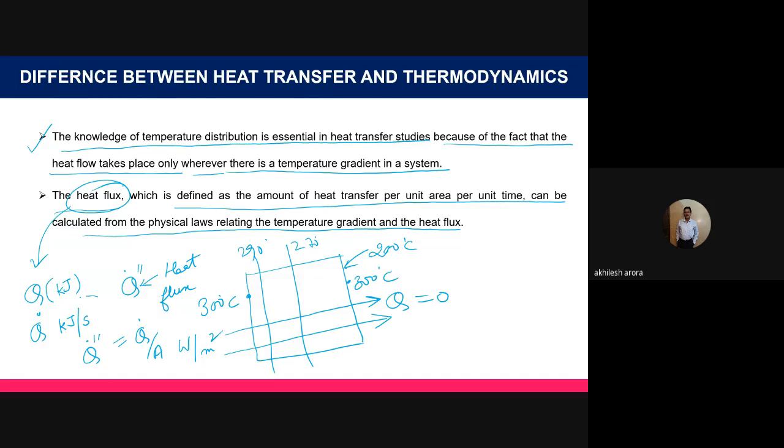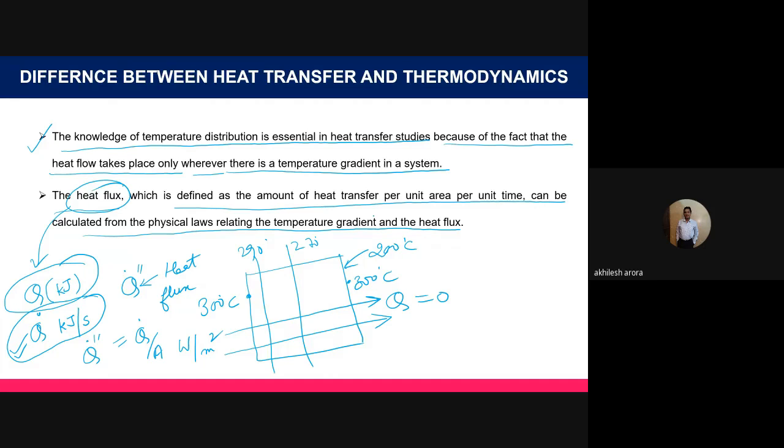If we take this value q dot, then it becomes kilowatts actually. So this is the heat transfer rate, and this part is only heat transfer, and this is heat. This one is the heat transfer rate. So I hope this is clear.